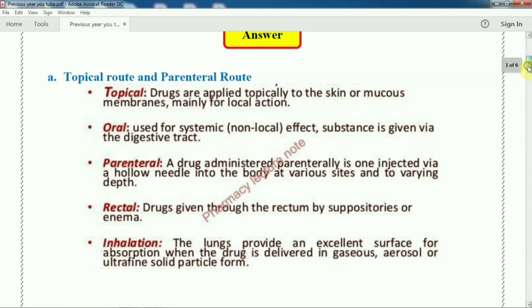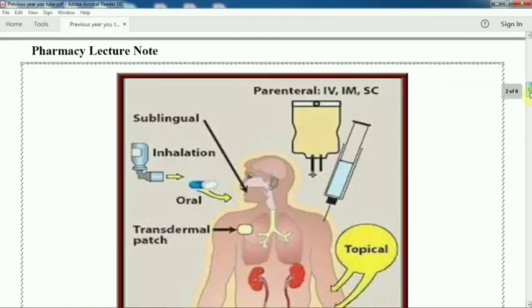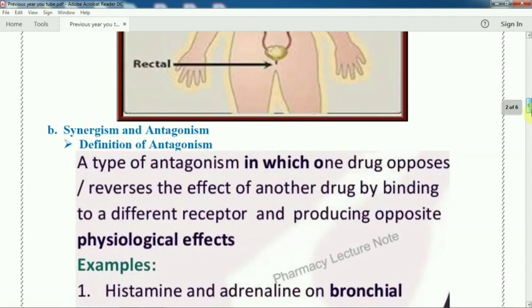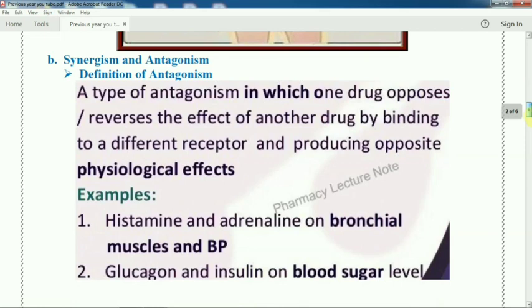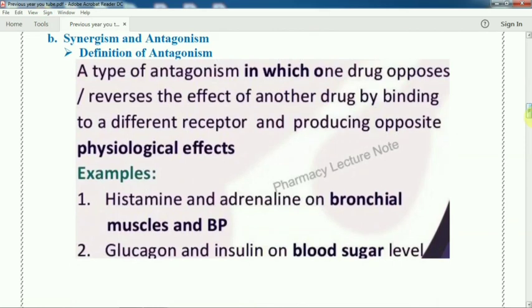Let's see the second question: synergism and antagonism. So first the definition. Antagonism is a type of interaction in which one drug opposes or reverses the effect of another drug by binding to a different receptor and producing the opposite effect. What is the definition of antagonism?